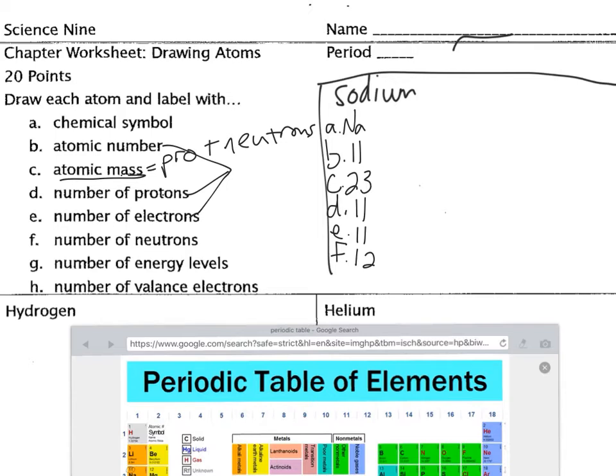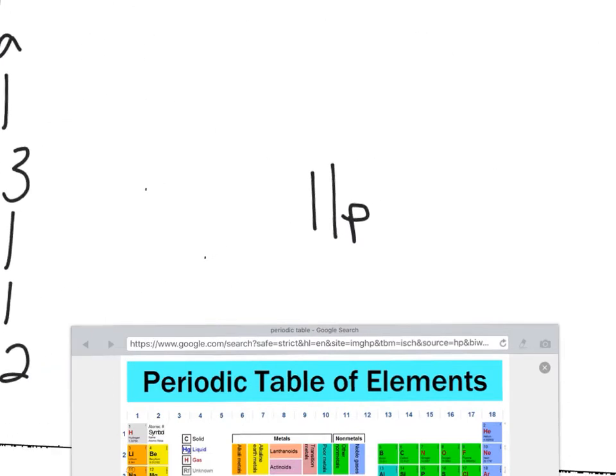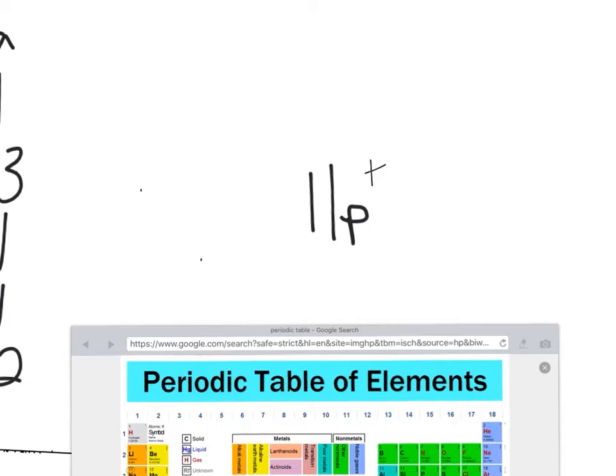Okay, and then G and H. I'm running out of room. So for G, number of energy levels. Well, if I just went through and created the atom, I'm just going to draw the atom real fast, and then I'll double check. I'll show you. So when I make the atom, I'm just going to put 11p in the middle, and that's going to indicate that I have 11 protons. I'll draw a little plus sign there. My neutrons then are 12. I have 12 neutrons. I'm going to put a little circle there just because they don't have a charge.